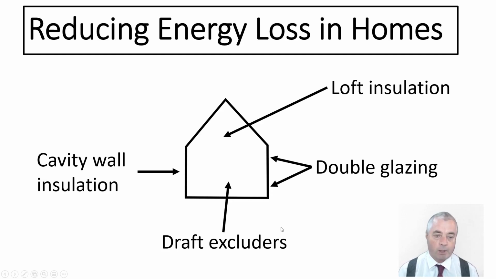Well, there's various things we can do, and they're all on that slide there. I will talk about draft excluders because they're the simplest. The idea of draft excluders is you stop warm air escaping from your house and you stop cold air coming in. What about the other three?